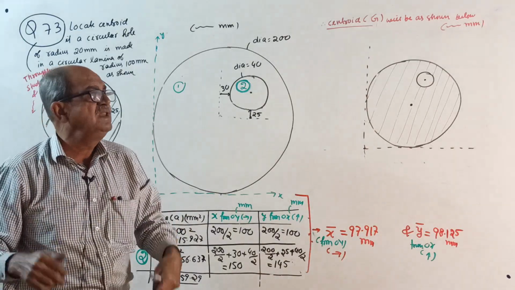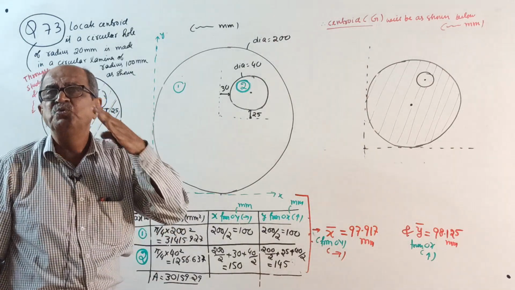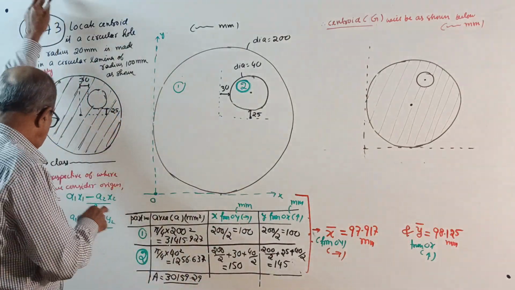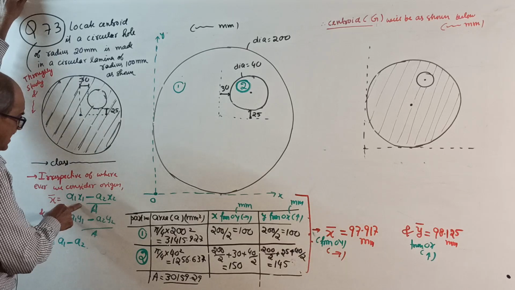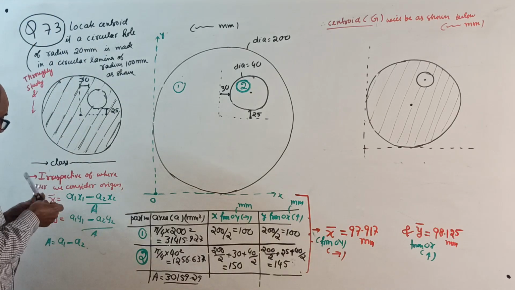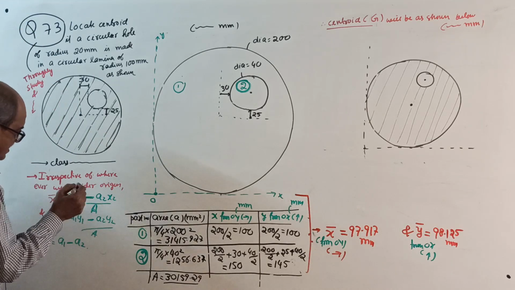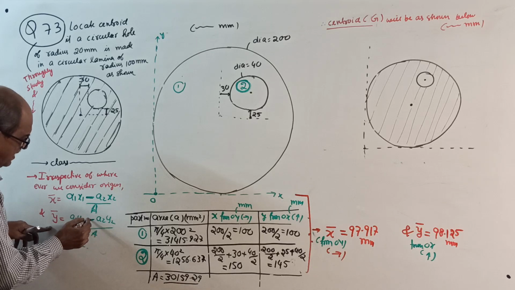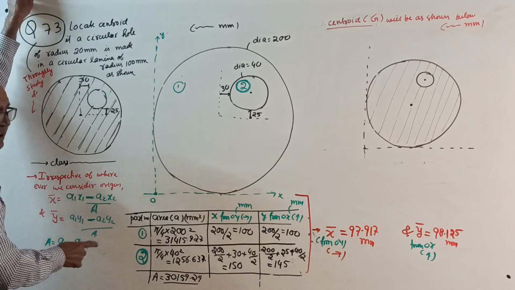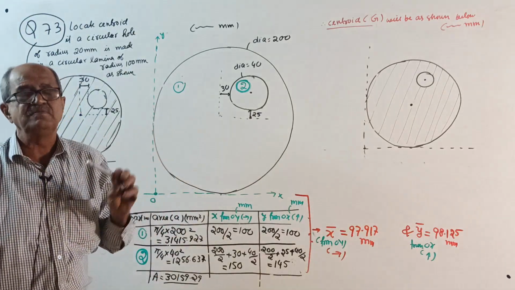So remember, all this you write here, irrespective of wherever you take the origin, and how you consider x and y: x bar equals a1 x1 minus a2 x2 divided by area. This also I told you: y bar equals a1 y1 minus a2 y2 divided by area, where area equals a1 minus a2.